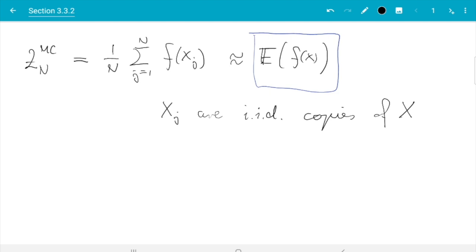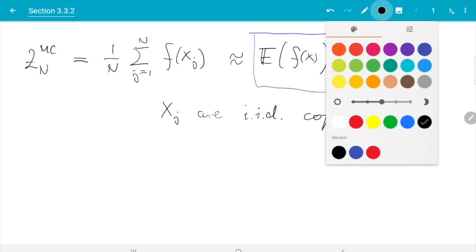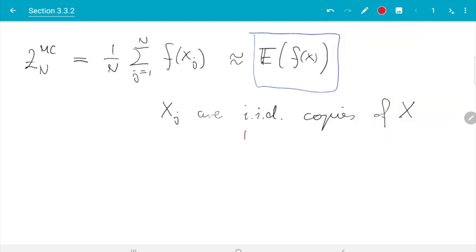So in the previous section, we have already seen what happens if we give up the property that the samples are copies of x and if we use instead samples from a different distribution. Whereas in this section, we are giving up another part of this definition, namely the independence. So the xj will still be samples from the same distribution of x, but we will allow for the samples to be dependent, and we will see how that can be used to sometimes reduce the error of a Monte Carlo estimate.